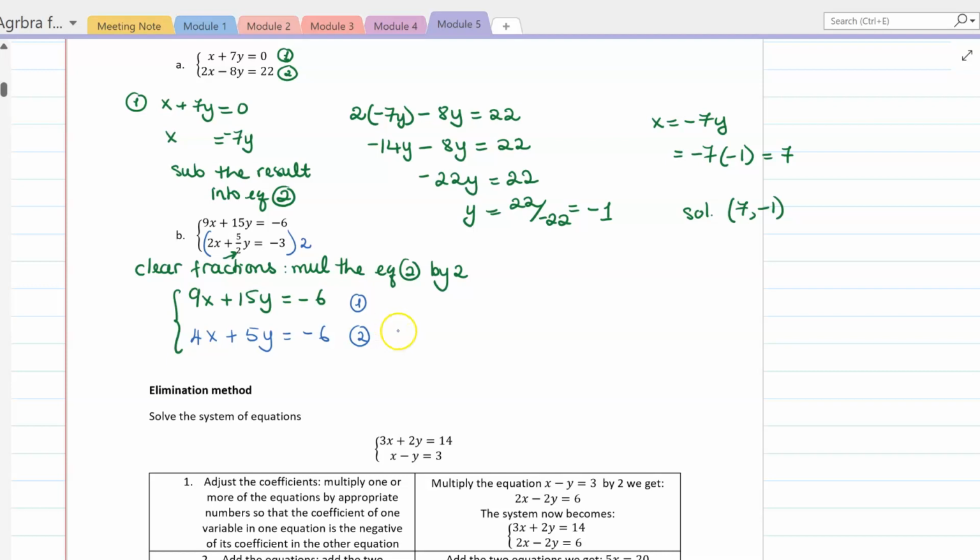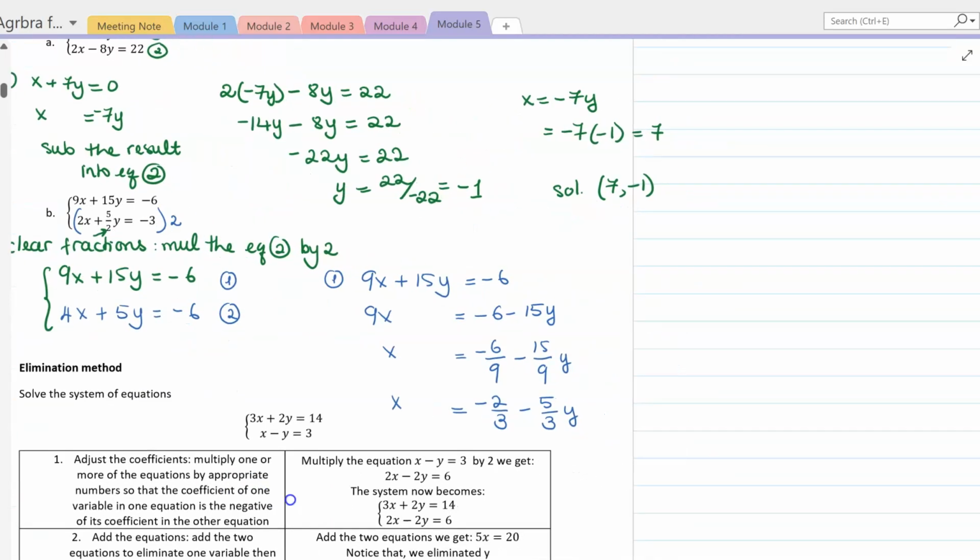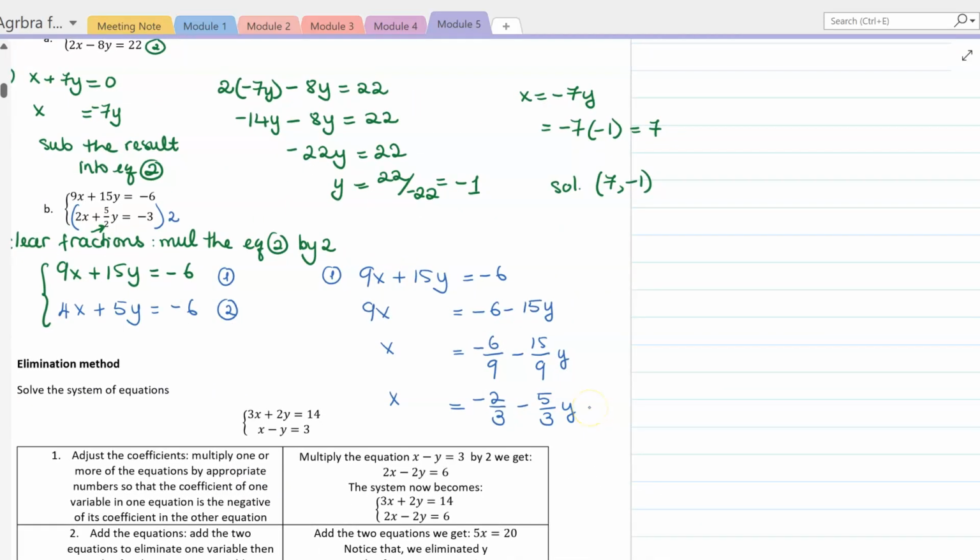Okay, now I'll mark these equation 1 and equation 2. I'll go ahead and start with equation 1: 9x plus 15y equals negative 6, and I'll solve for x. 9x equals negative 6 minus 15y, divide by 9. x equals negative 6 over 9 minus 15 over 9 y. Simplify the fractions: negative 2 over 3 minus 5 over 3 y. I'll substitute this into equation 2.